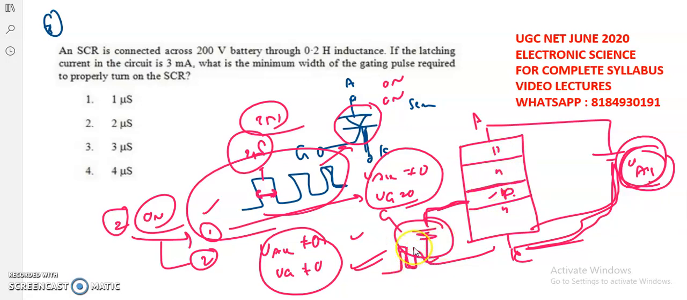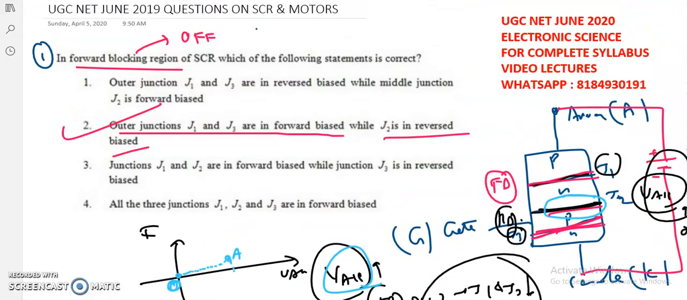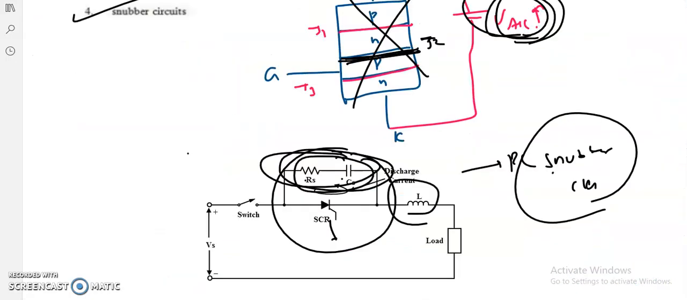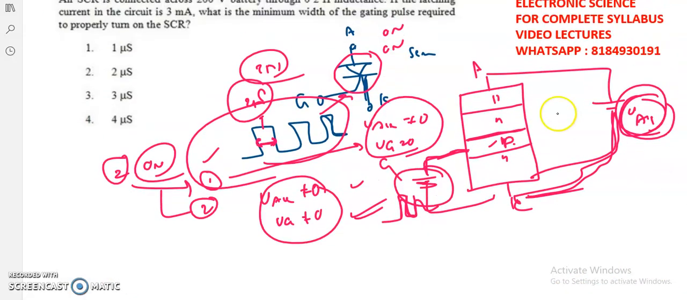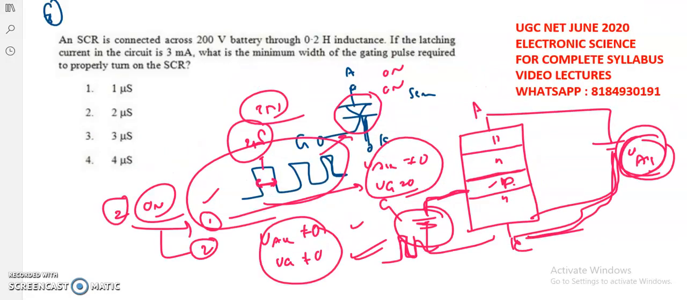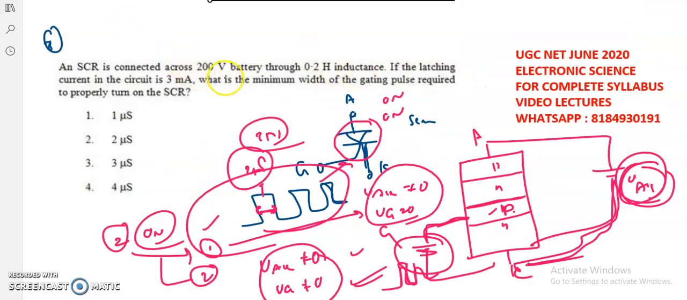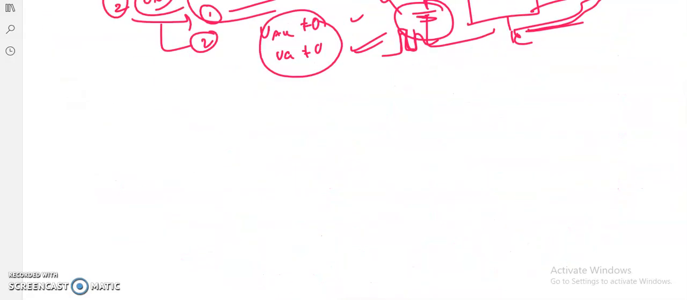Whenever the pulse is low, the junction J2 goes to reverse bias, and the SCR goes into the off state. The SCR being in the off state is called the forward blocking region, as we discussed in the first question. So coming to this problem, how to get this pulse duration: in the given question they told that the SCR is connected across a 200 volts battery and through a 0.2 henry inductance. If the latching current of 3 milliamperes is flowing, the circuit can be drawn as follows.